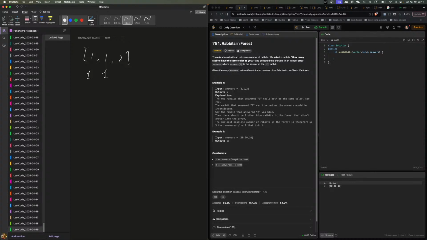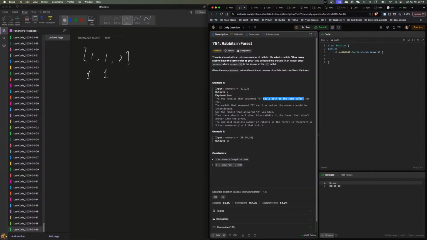Okay, so when you say 1, that's unique. You are just by yourself, right? When you say 2, that means there are 2 rabbits of the same color as you. So for this rabbit, if this one has the same color, then it should say 2, right? So these are different colors. Now this one is saying 2, so I have 2. But why is the answer 5? Oh, could both be the same color.